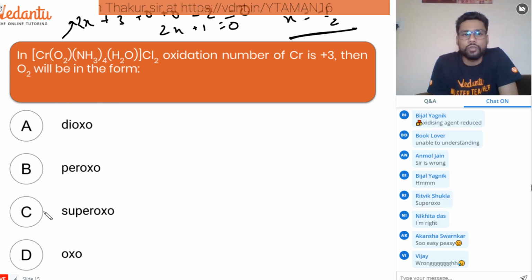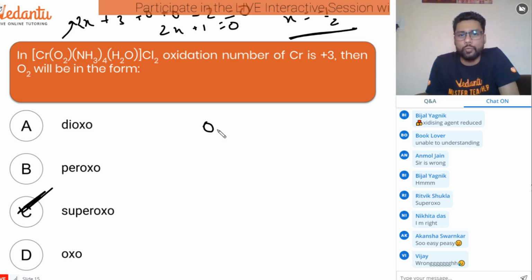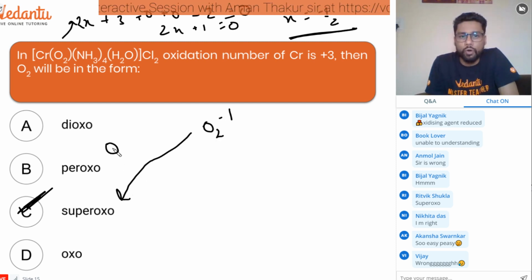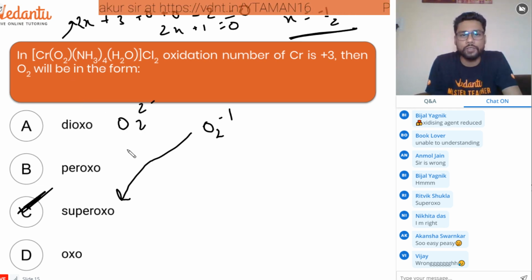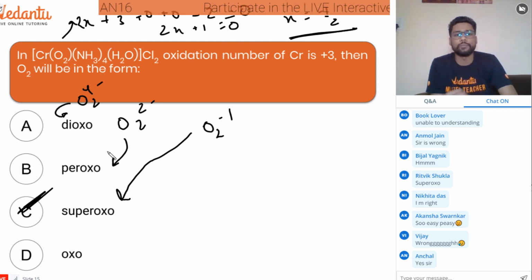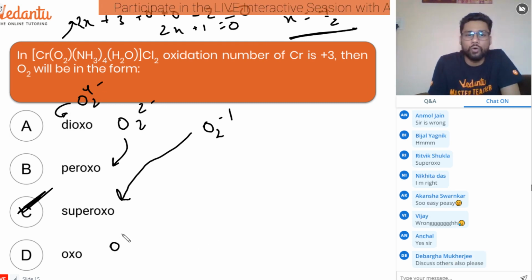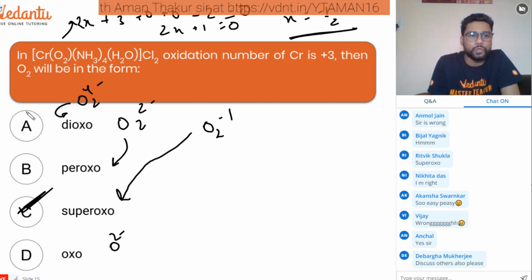And therefore, oxygen is superoxo. Both the oxygens, O2 minus 1 is superoxo. O2 2 minus is peroxo, O2 4 minus is dioxo, and O minus is oxo. O2 minus is oxo, sorry. Okay, next question. So this was easy.